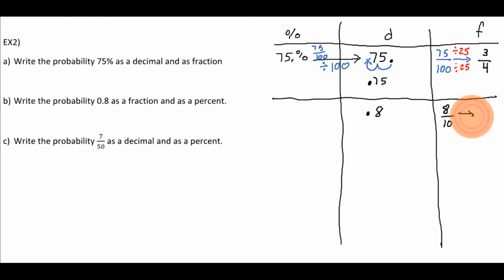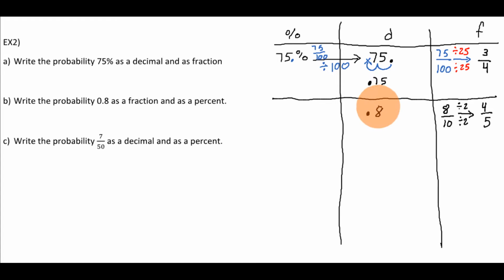So if I were to divide both 8 and 10 by the value 2, so if I divide the bottom by 2, I've got to do it to the top. Well, 10 divided by 2 gives us a value of 5. 8 divided by 2 gives a value of 4. And I can't simplify it any further from there. So this is our fraction.